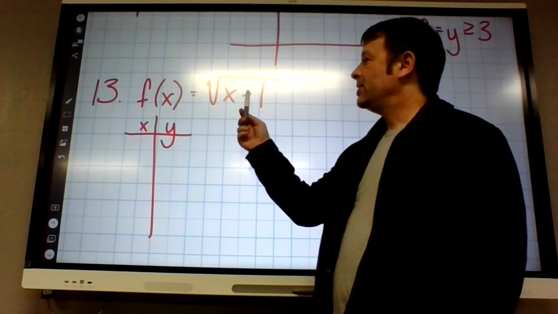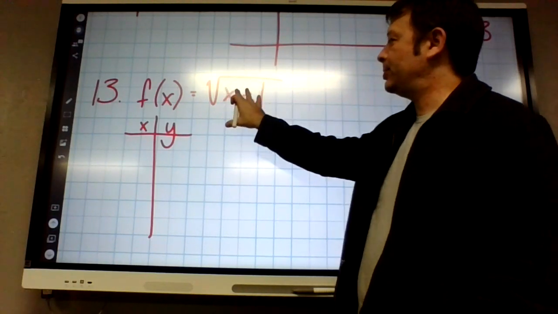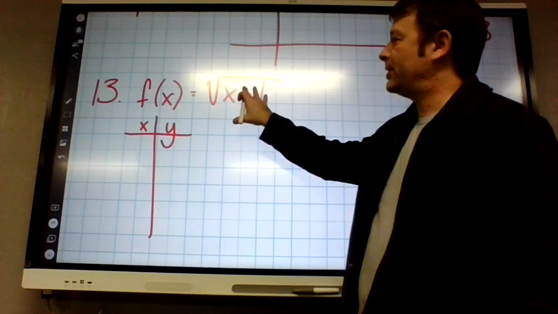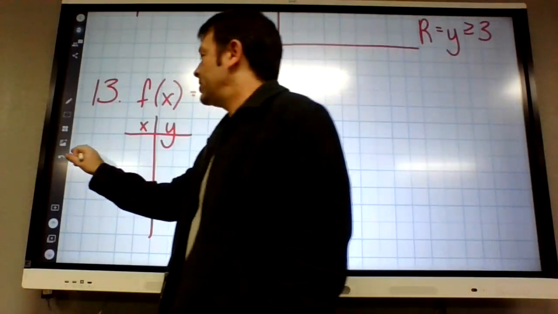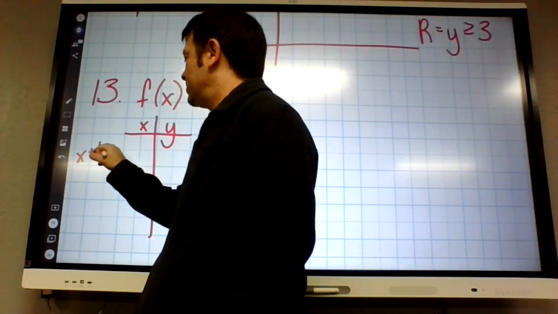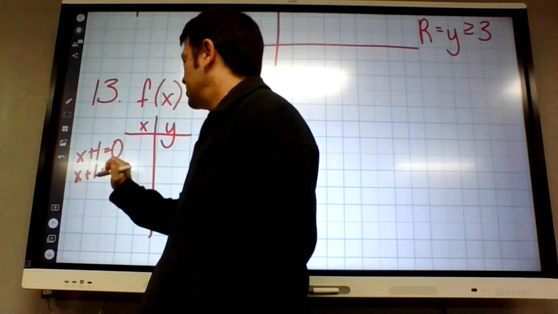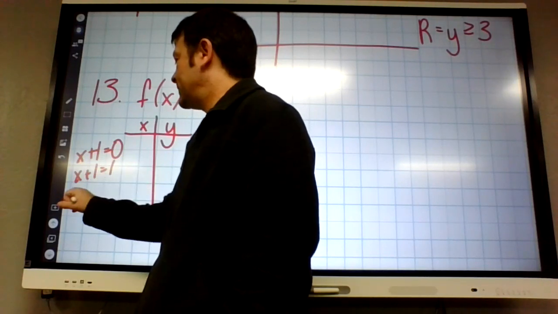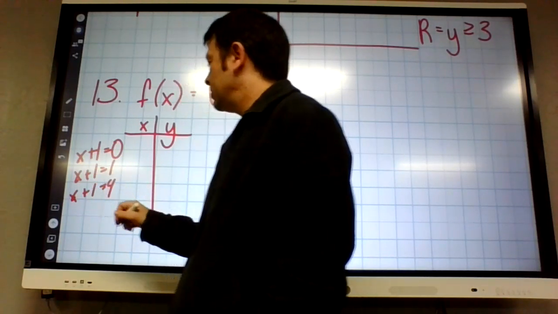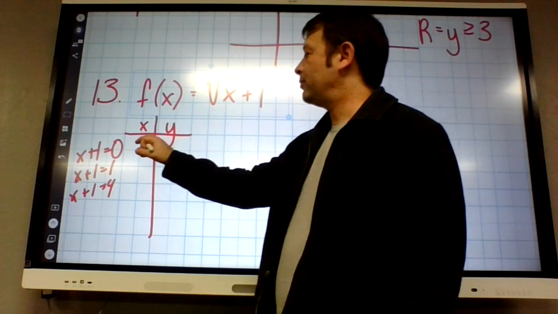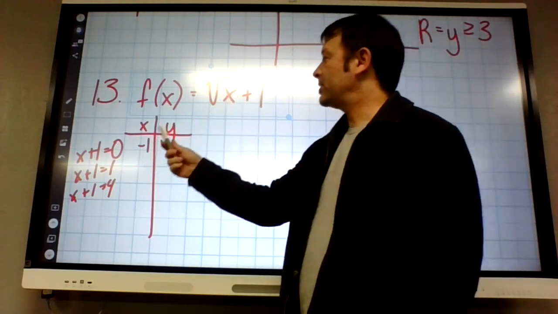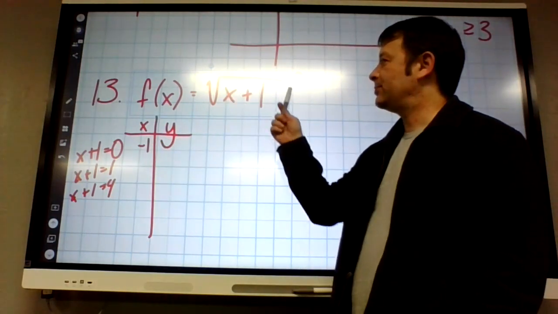Negative 1. Because remember, under the square root, we want it to be like 0, 1, and 4, right? So, what x value could I plug in to make it equal 0? What x value could I plug in to make it equal 1? What x value could I plug in to make it equal 4? So, if I plug in negative 1, that'll come out nicely. What x value do I need to plug in to make this equal to 1?